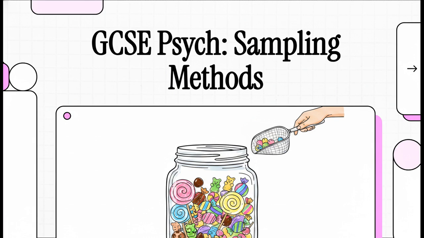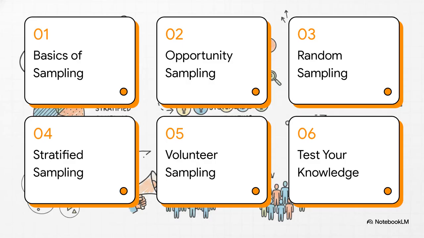And to make these concepts really stick, we're going to use a super simple, very visual analogy: a giant jar of sweets. All right, here's our roadmap for today. We'll start with the basics of sampling, then break down opportunity, random, stratified, and volunteer sampling before finishing up with a quick knowledge test to see what you've retained.